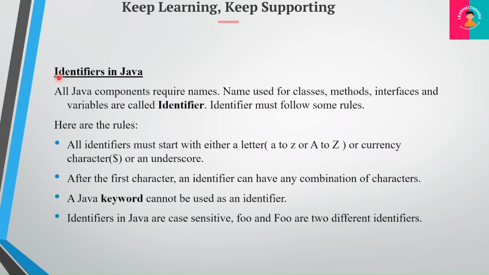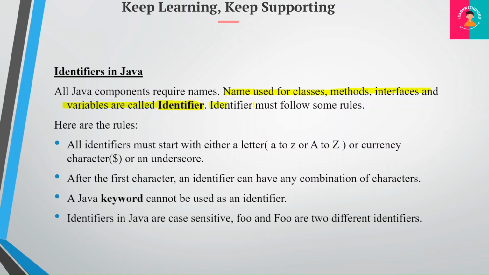Now coming to the next topic, which is known as identifiers in Java. This question mainly comes up in interviews. They suddenly ask what is an identifier. All Java components require a name, like your class has a name, your method has a name, your interface, everything has a name. Even whatever variable you declare requires a name. At that time, the identifier comes into the picture. So the names used for classes, methods, interfaces, and variables are called identifiers.